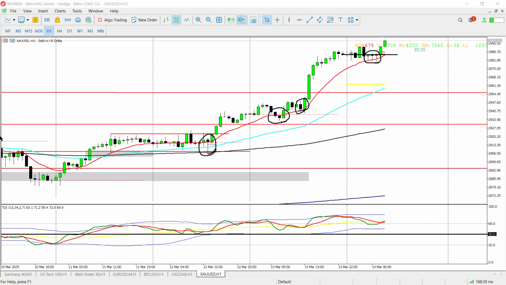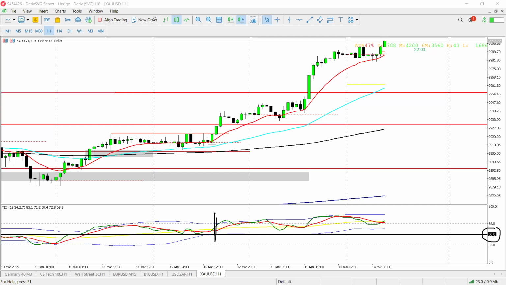So the first thing you want to mainly locate on H1 is pin bars. So we located our pin bars here, showing that we are in a bullish momentum for London session. TDI is trading way above the 50 static. That also confirms that we are in a bullish order flow.